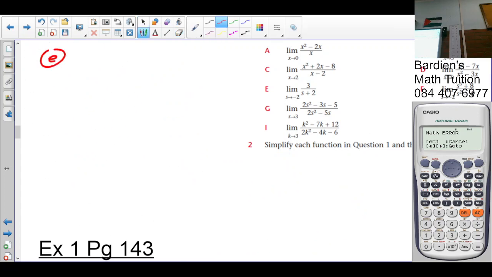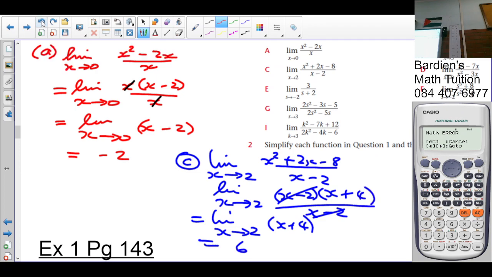E. So we got the limit, yes? It's a negative 2. It's x minus 4. x minus 4. So you say there must be a minus 4 here. Is that right? Or did you factorize the wrong number? Remember, one plus, one minus, the bigger one must be plus. Not so? Right, no problem.